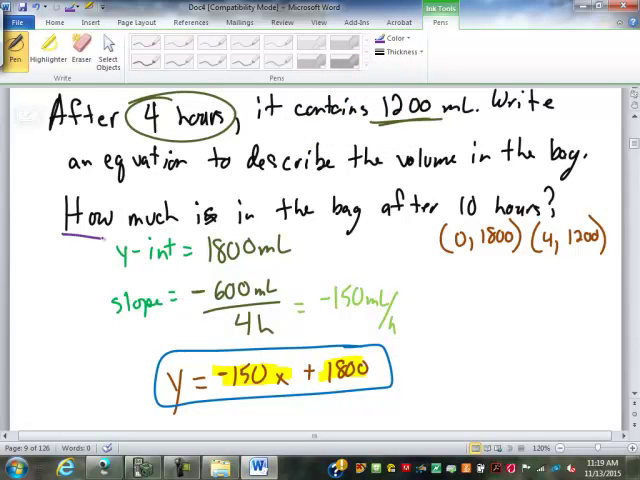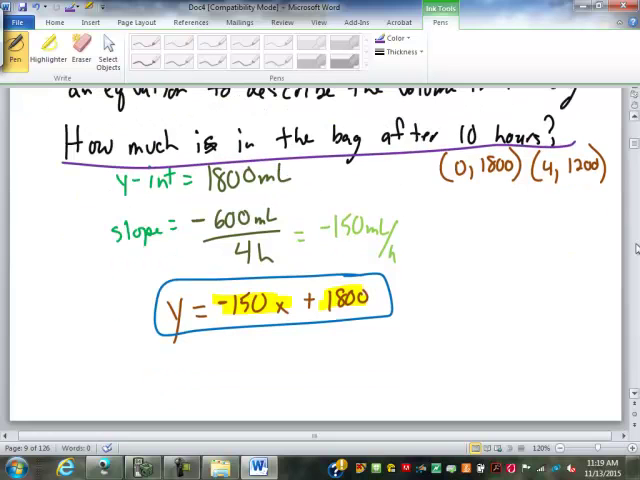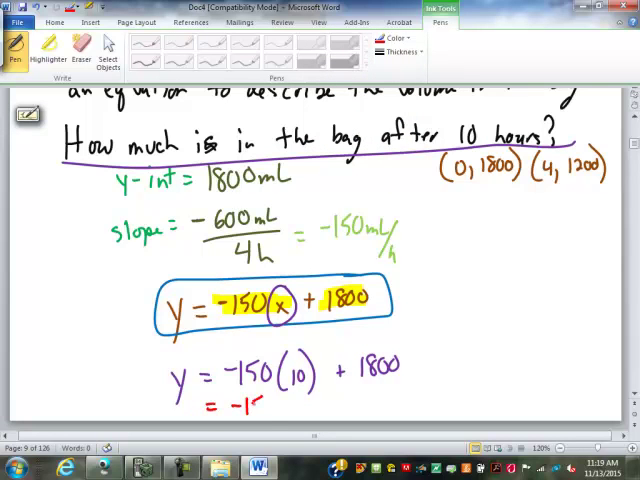Let's do part 2 then. How much is in the bag after 10 hours? What are we going to do with that 10? Put it in for x. X describes the time, the number of hours. So we're going to put 10 in for x. So we have negative 150 times 10, which is negative 1,500. Plus 1,800 gives us what? 300 milliliters.